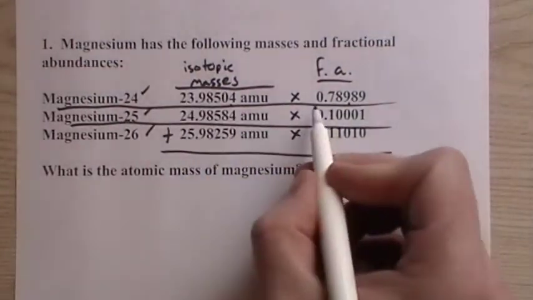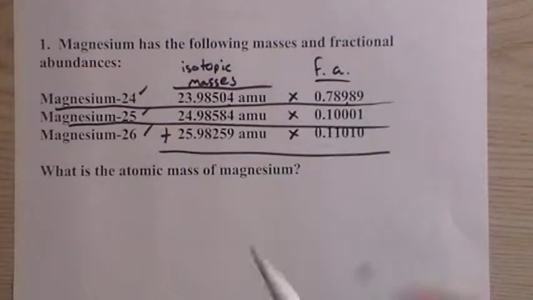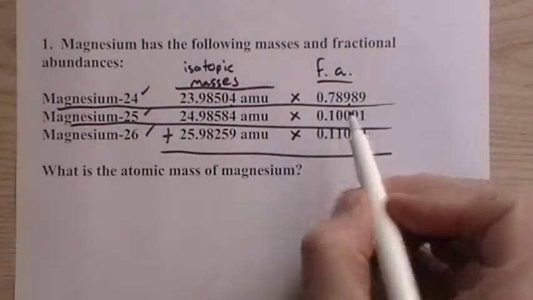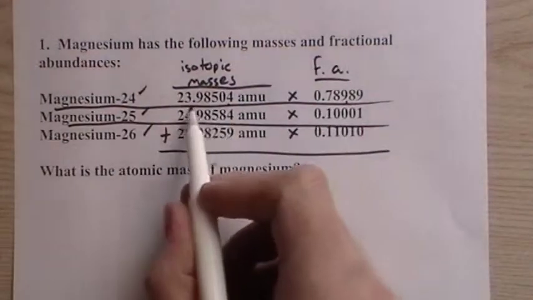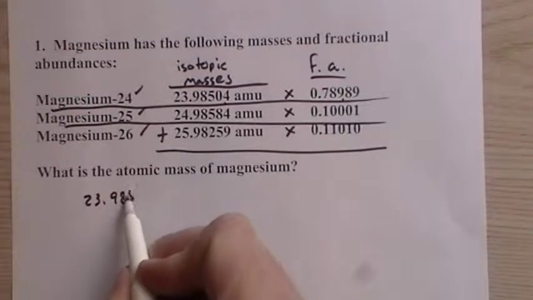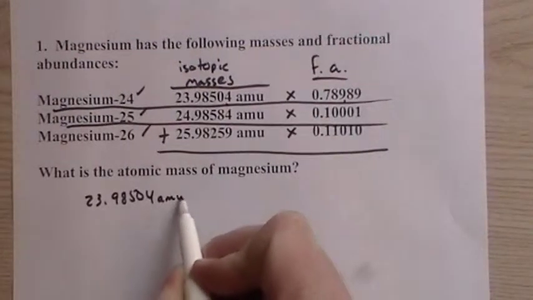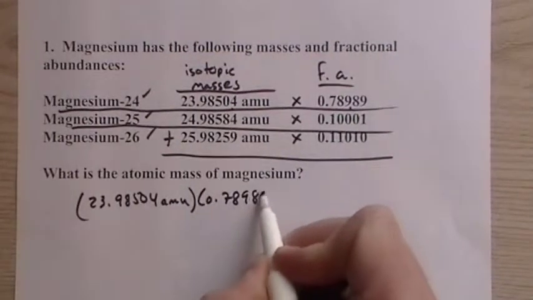The reason we have so many significant figures is that we don't want to lose any when we add them together. If we only had 3 here and 3 here, we could end up really losing a lot of information. So we want as many as we can have here. So it's going to be 23.98504 AMU times its fractional abundance, 0.78989.